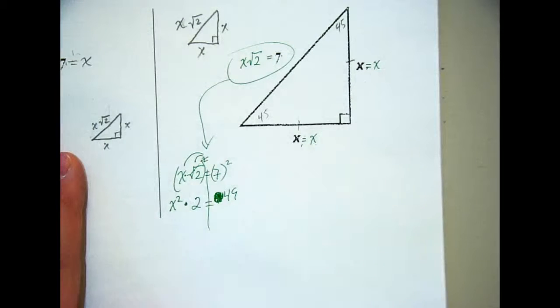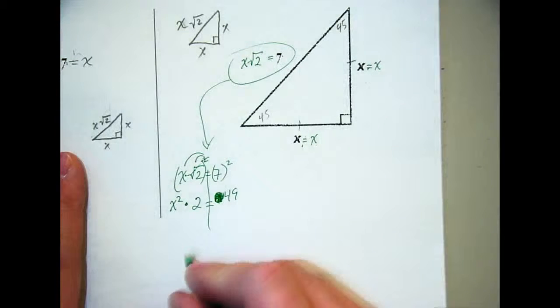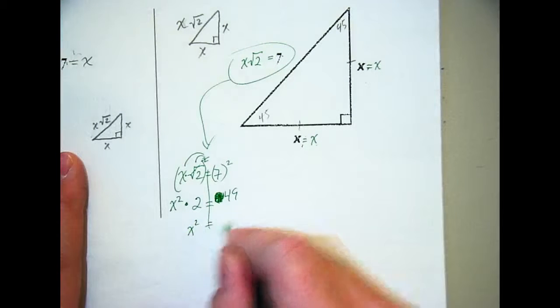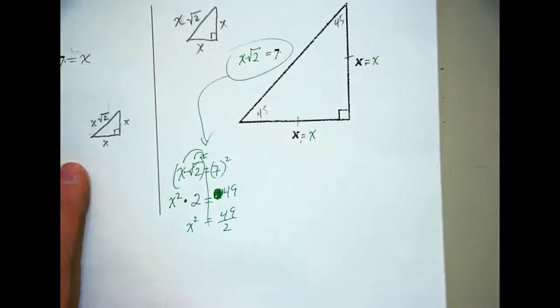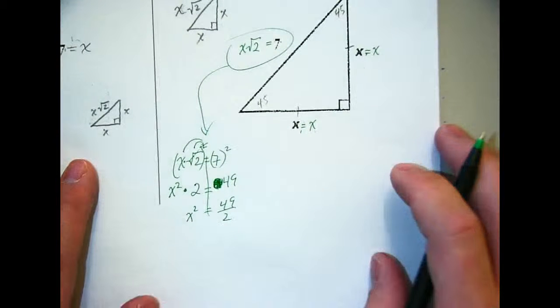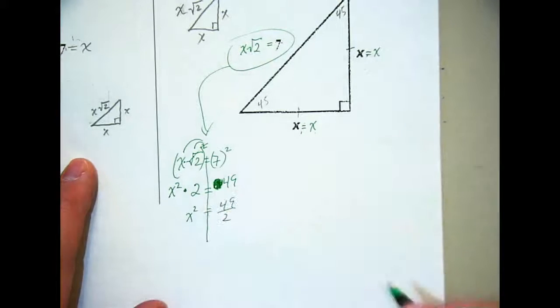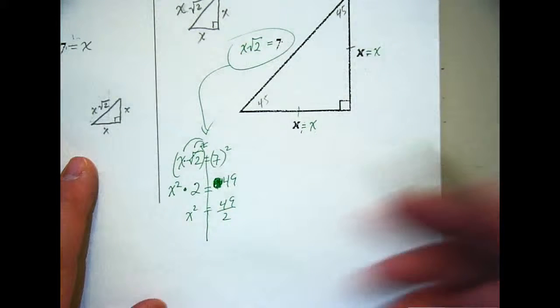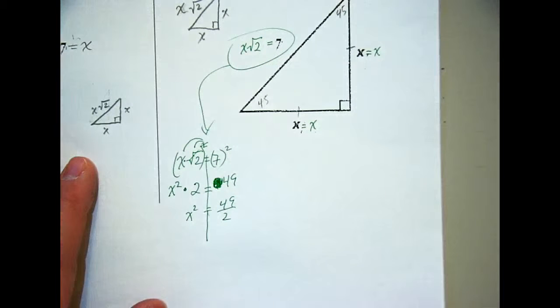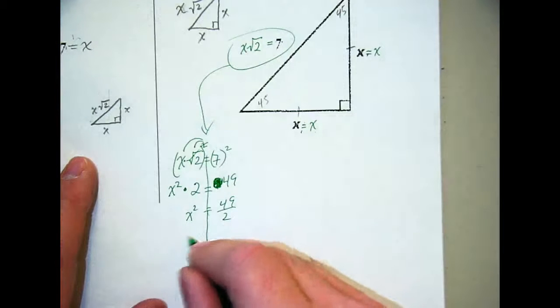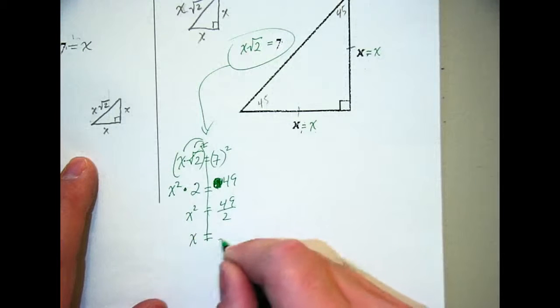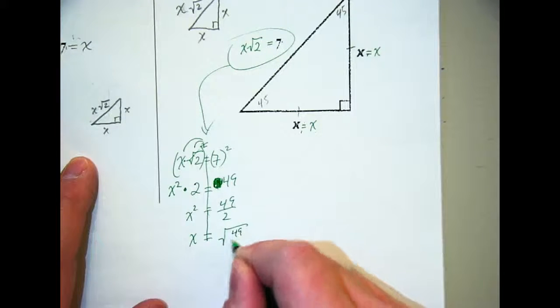Now what do I do? Divide by 2. Yeah, x squared equals 49 halves. Now what do you do? And now you'd have to take the square root, right? Okay. So that becomes x equals root 49 halves.